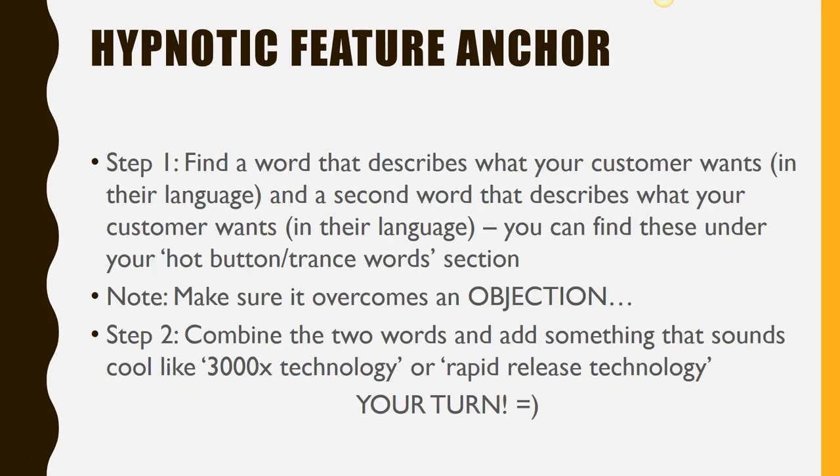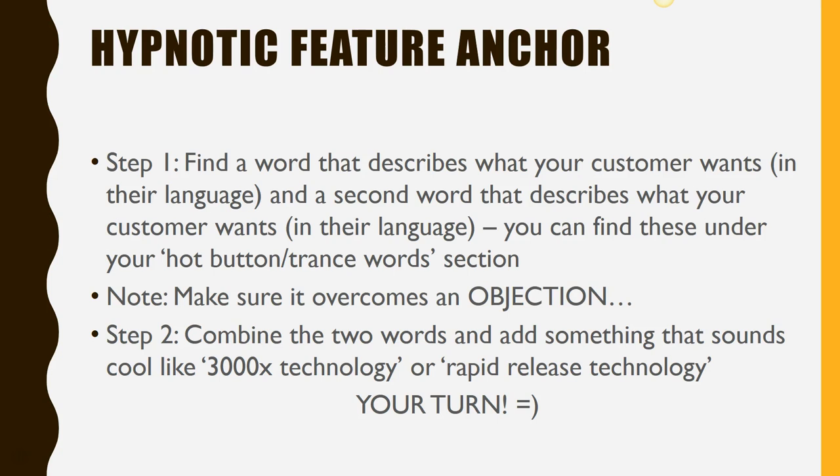So step 1 as a review is to find a word that describes what your customer wants in their language, right? You're going to have those words on your competitive analysis Excel spreadsheet. Find a second word that describes what your customer wants in their language, or you're moving away from the problem towards something. If there's a word that represents the solution they want, you can use that, like the benefit that they want or the transformation. And again, these are under your hot button and trans word sections. Make sure it overcomes a major objection, right? So you can cram 2 different words together all day long and say, oh, that's my hypnotic feature anchor. It doesn't do any good unless it overcomes an objection.